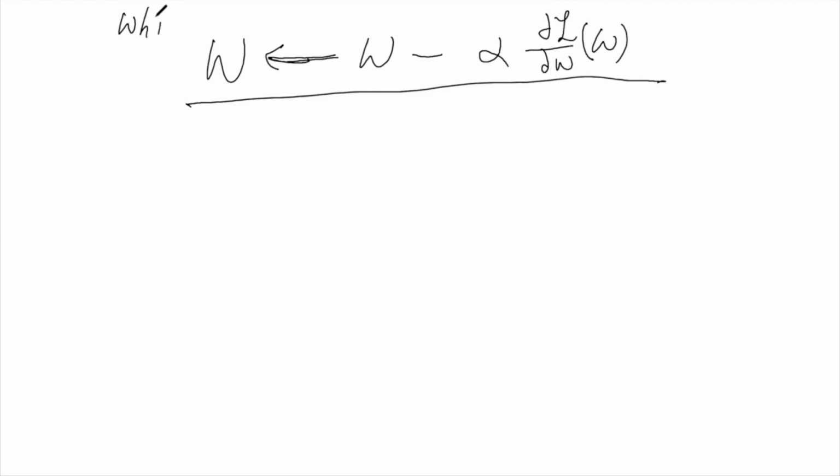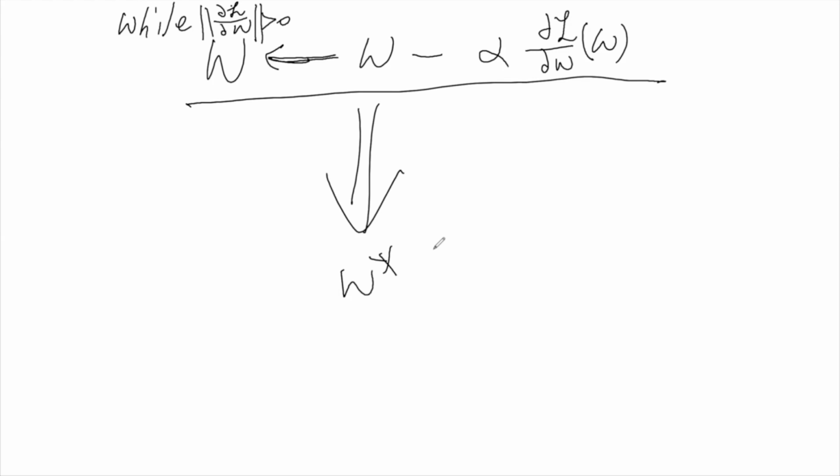until the magnitude of the gradient is no longer bigger than 0. Sorry, until the magnitude of the gradient is 0. Okay. And as a result of that, I'm going to converge to a minimum where I cannot further decrease the loss function value anymore. So that is what is called gradient descent.